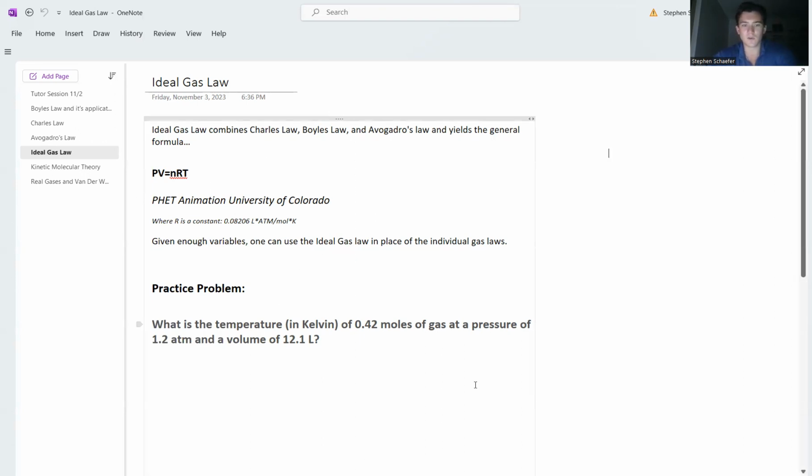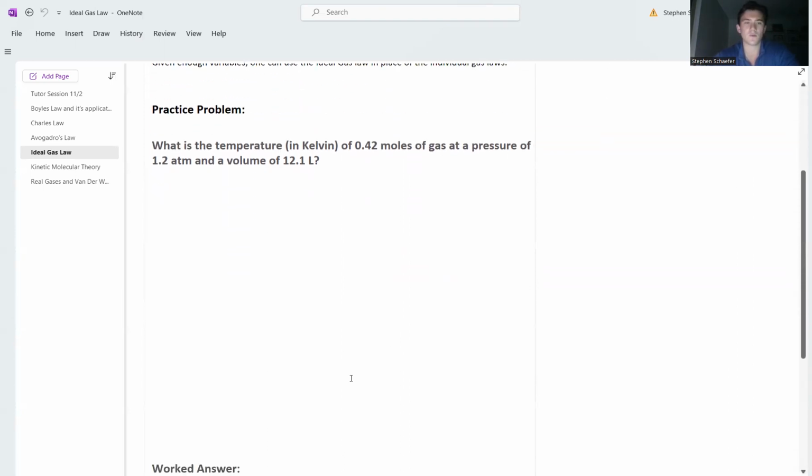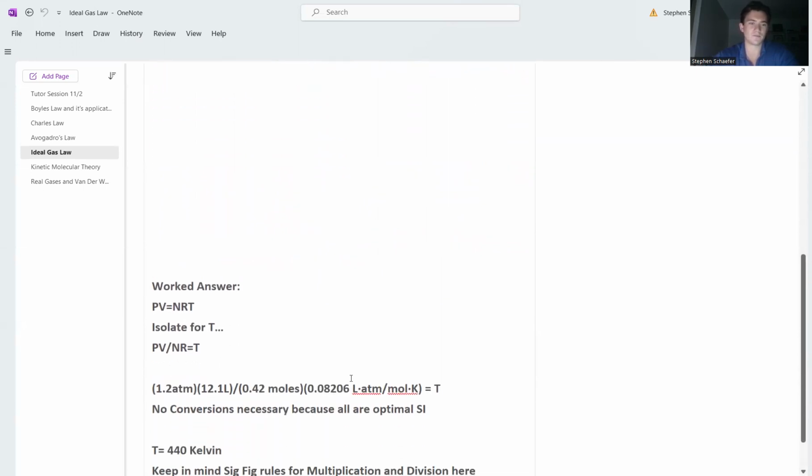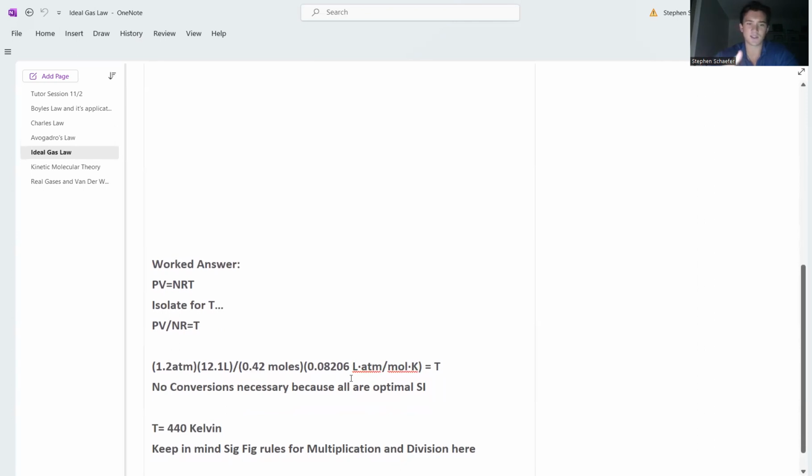So we're going to do a simple practice problem where we have a given amount of moles of 0.42, we have a given pressure of 1.2 atm, and we have a given volume of 12.1 liters. We are trying to find the temperature in Kelvin, right? So we're going to be using that PV equals nRT, and we're essentially just going to be manipulating that equation so that we can find the temperature in Kelvin. So if you want to pause the video and then come back when you're ready, we'll go over that right now. Right, okay, cool.